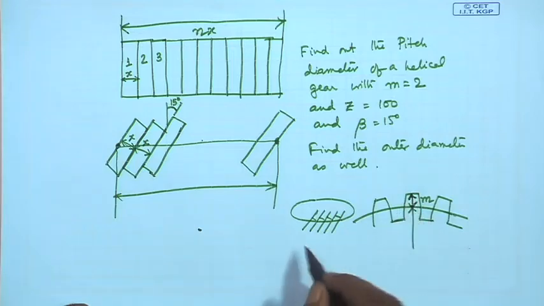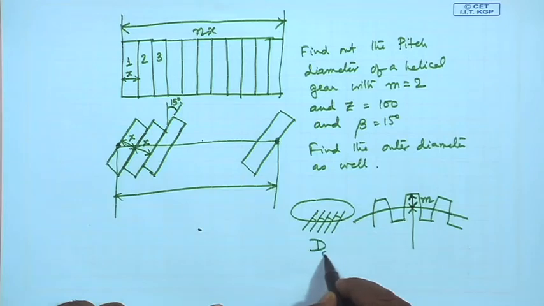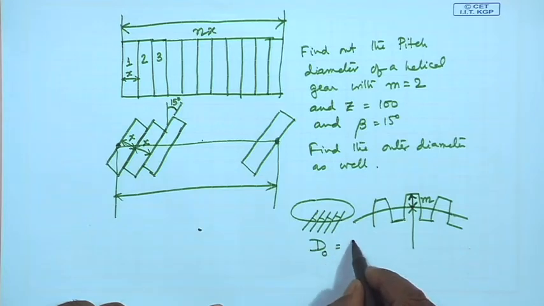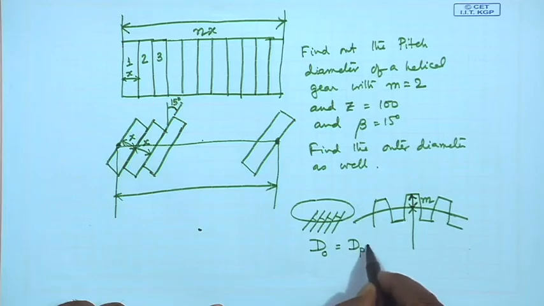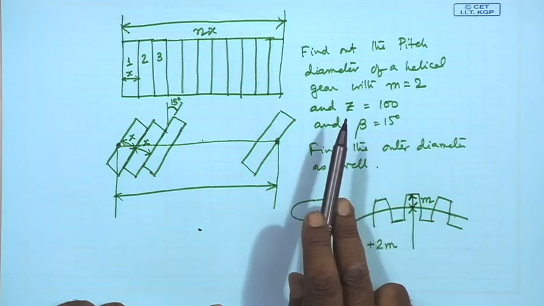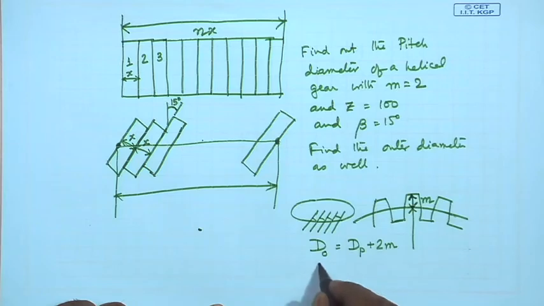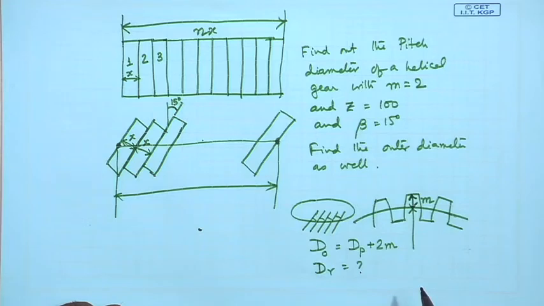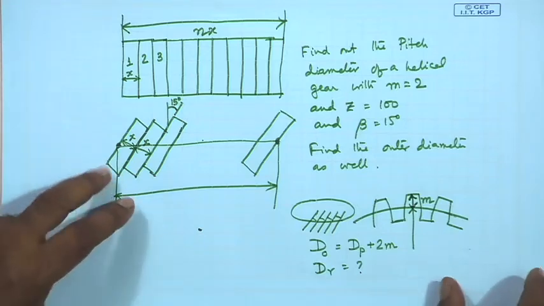So, outer diameter or outside diameter should still be equal to pitch diameter plus 2 module. This is what we arrive at. So, please find out the outer diameter this way, find out the pitch diameter, find out the root diameter also, and then we will compare our answers in the next lecture.